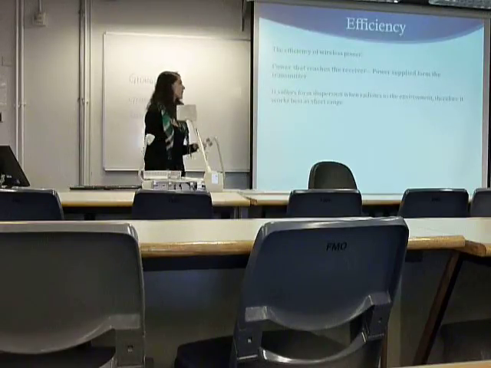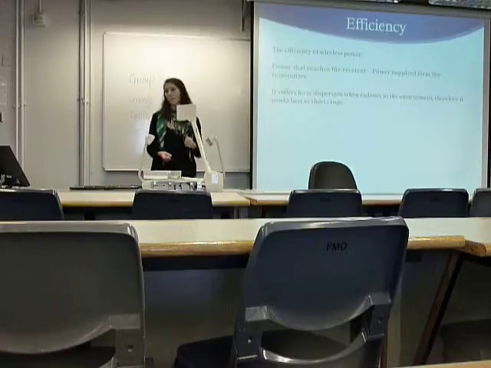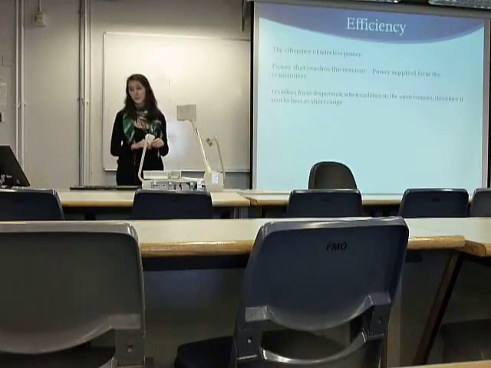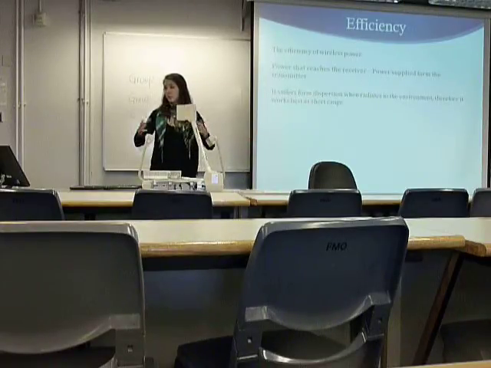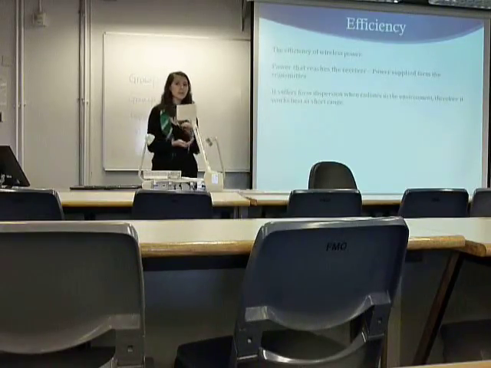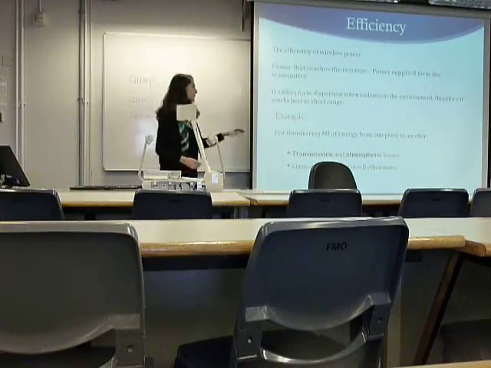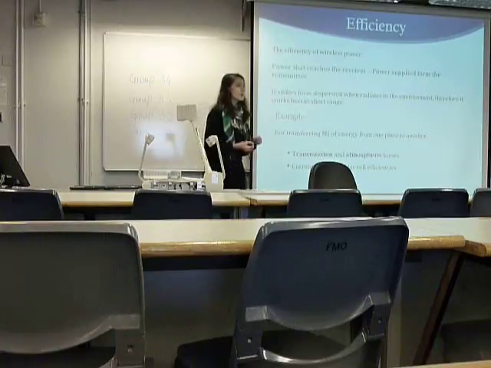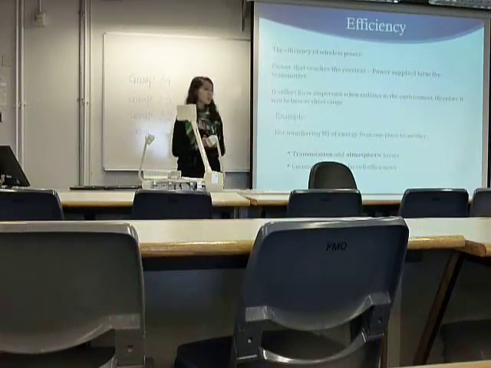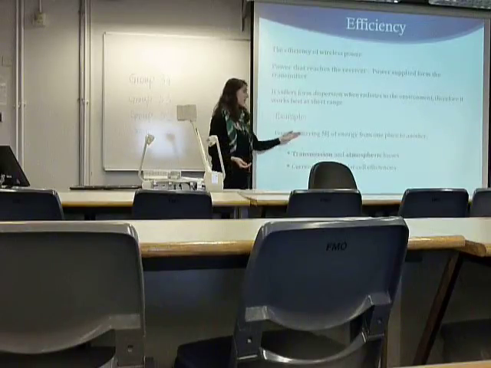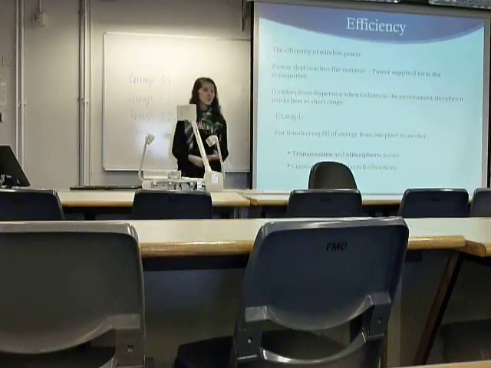The efficiency is calculated from the power that reaches the receiver relative to the power that is supplied from the transmitter. As I mentioned, it suffers from dispersion to the environment, so it works best at shorter ranges. This is an example. Let's say we want to transfer 10 megajoules of energy from one place to another. To calculate efficiency, we have to consider several things like the transmission and atmospheric losses, and also the current laser and solar cell efficiencies.